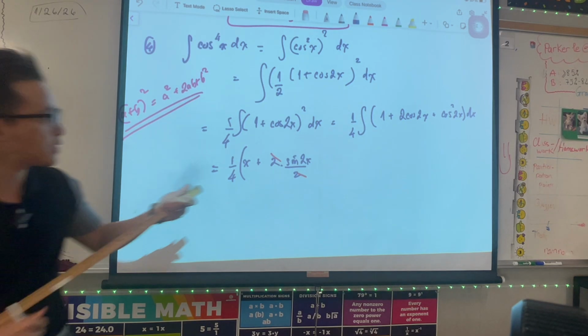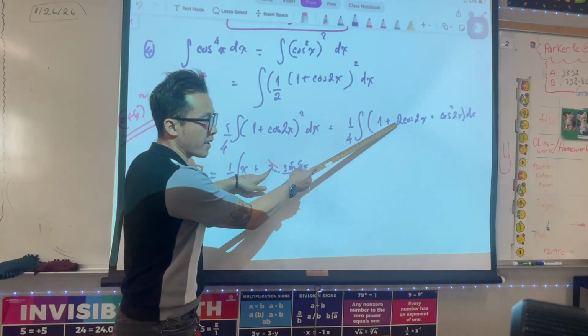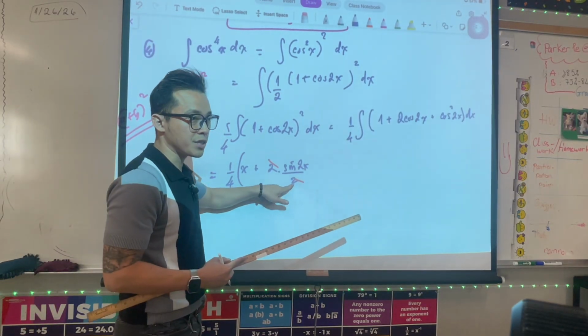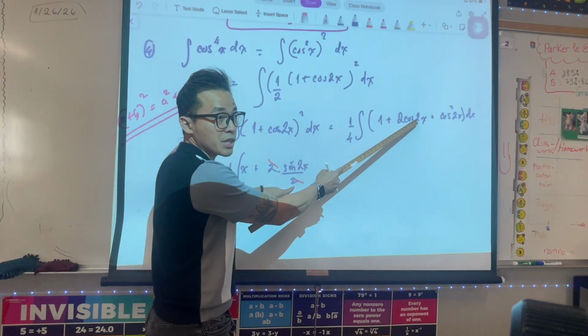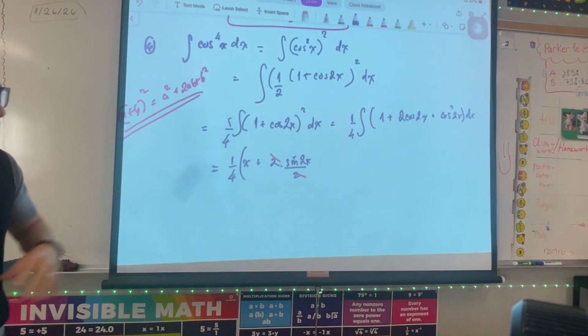Okay? Where did this 2 come from? This 2 comes from here. Where did this 2 come from? This 2 comes from the integral, and then you get the chain rule. Okay? Don't be confused.